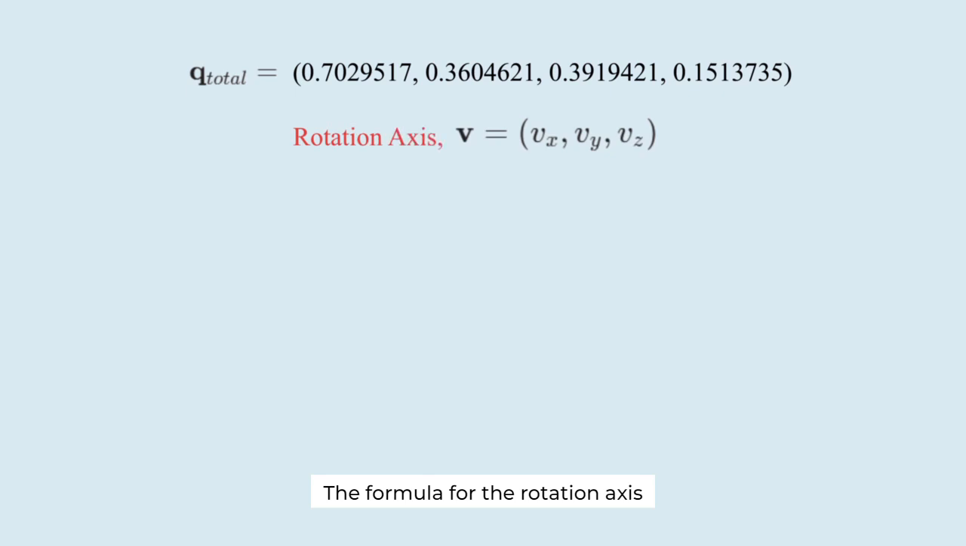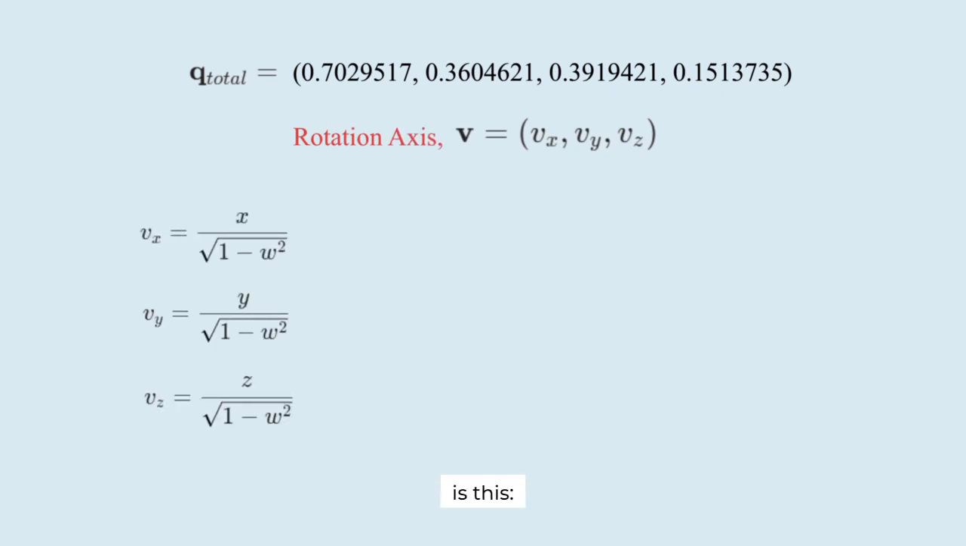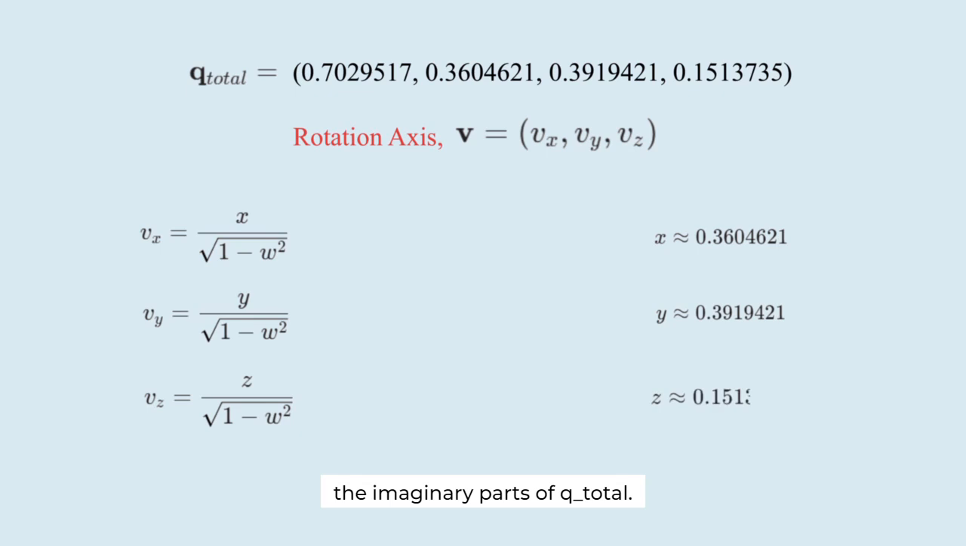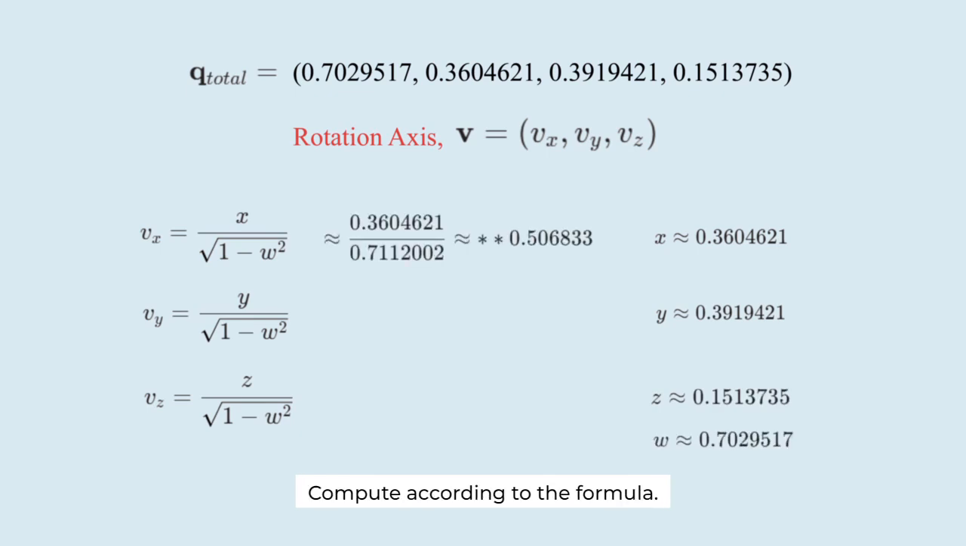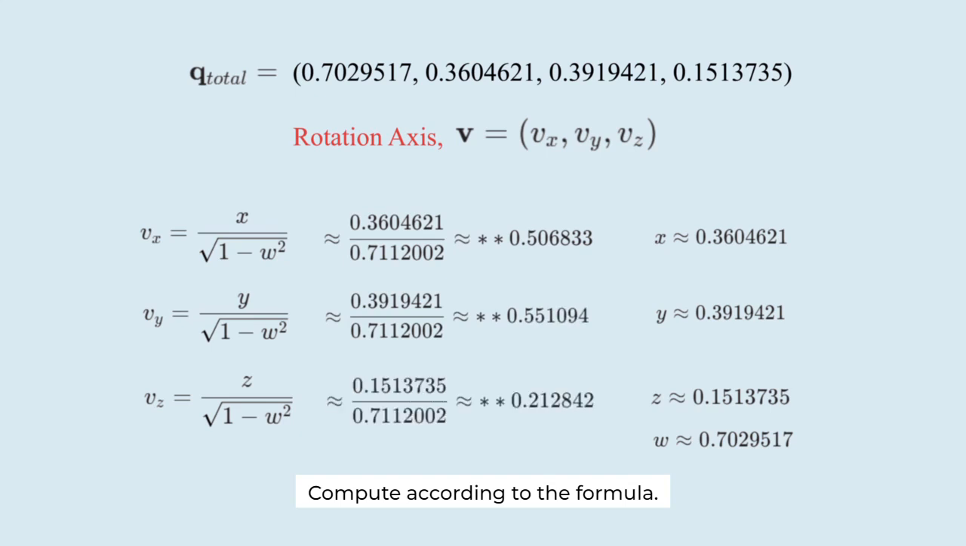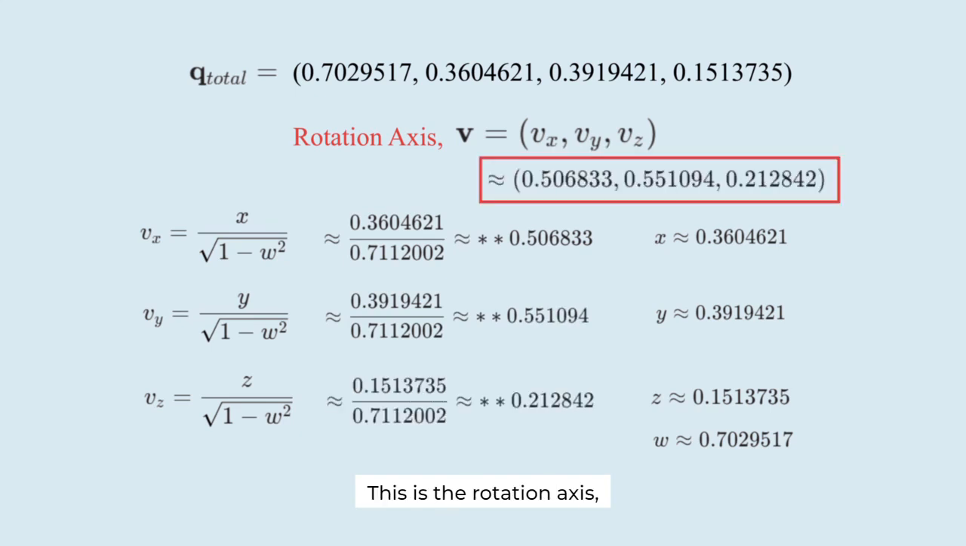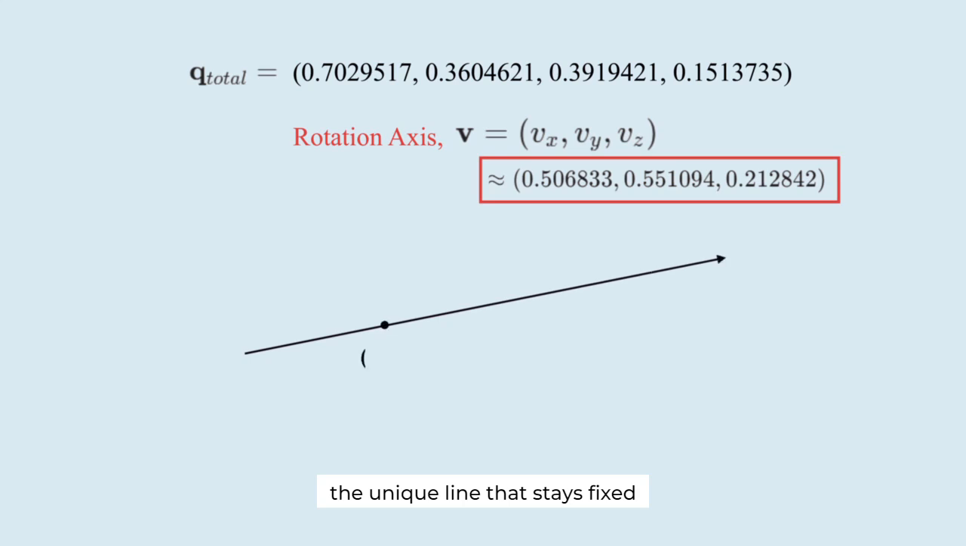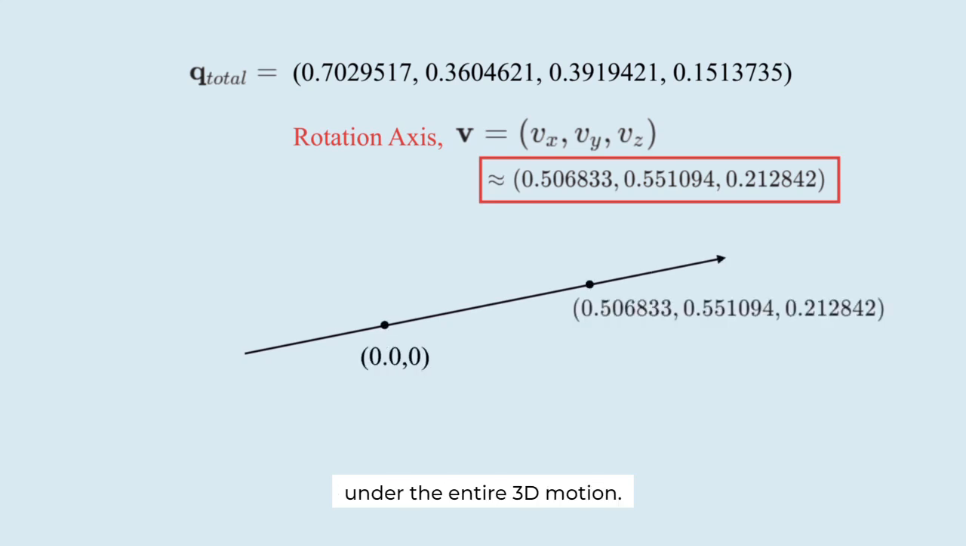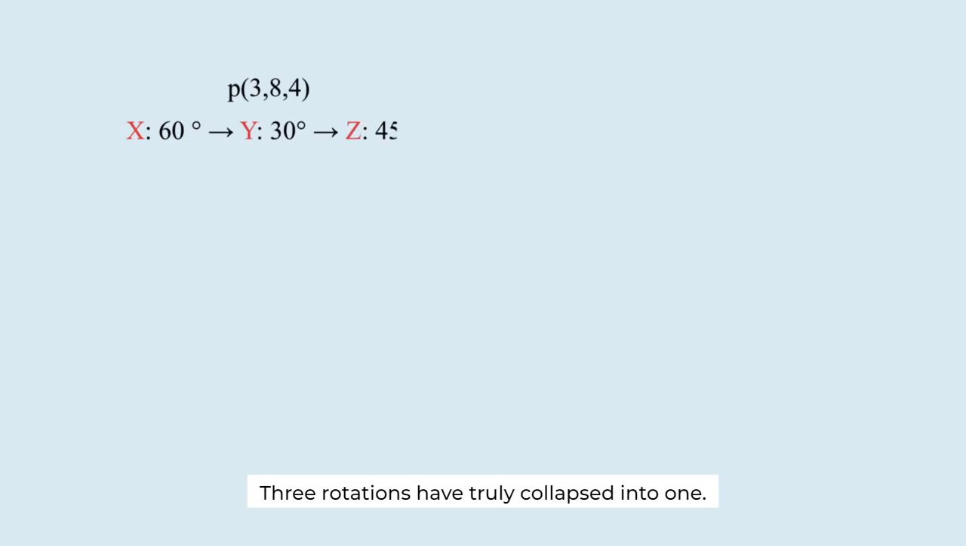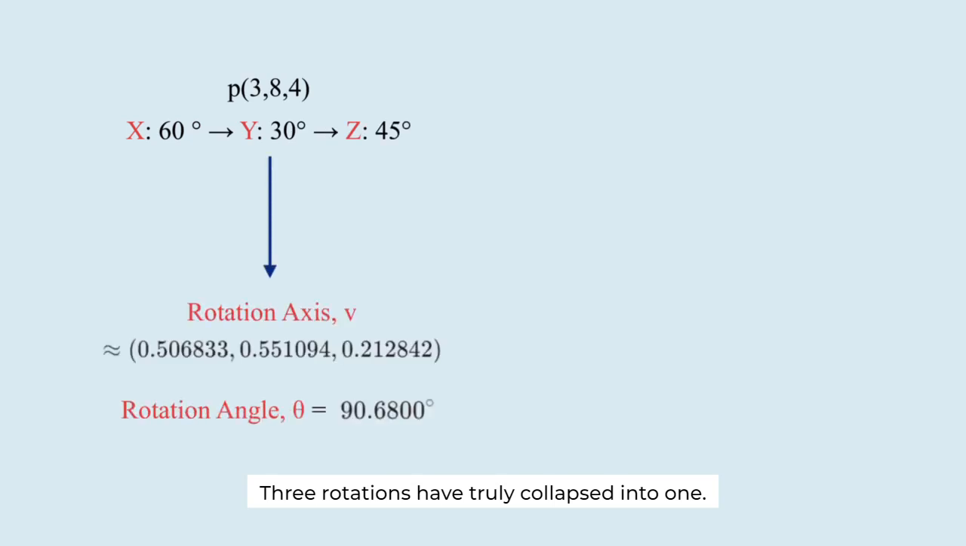The formula for the rotation axis is this. X, Y, and Z are the imaginary parts of Q total. Compute according to the formula. This is the rotation axis, the unique line that stays fixed under the entire 3D motion. 3 rotations have truly collapsed into one.